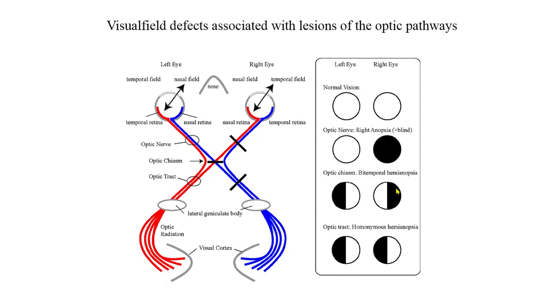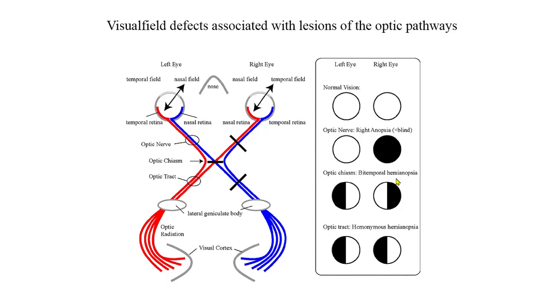Bitemporal hemianopsia can also be caused by a pituitary adenoma, which will compress the optic chiasm due to its close proximity. So that concludes our lecture on the visual pathway. I hope you enjoyed it.